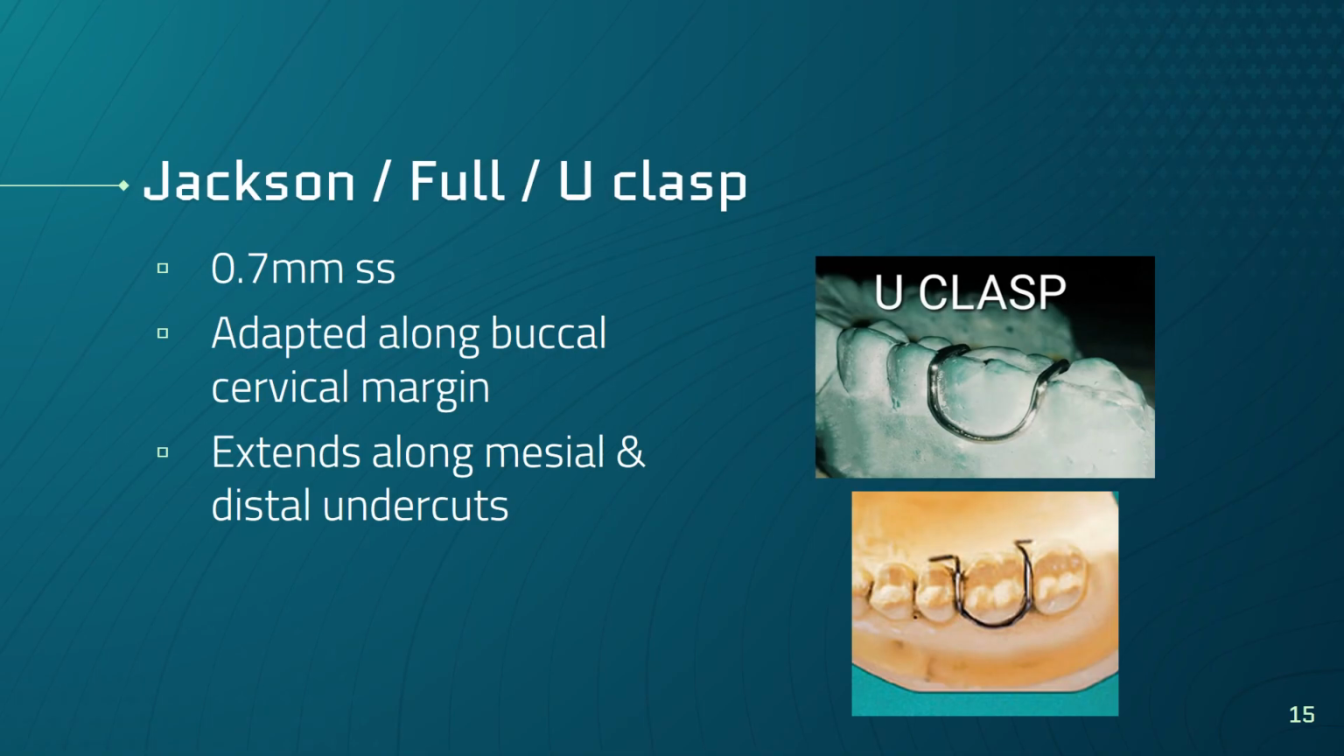Now, the Jackson clasp, also known as a full clasp, or also as a U clasp, is made from 0.7 millimeter stainless steel wire, and is adapted along the buccal cervical margin, and it extends along the mesial and distal undercuts. Now, from the occlusal view, it appears like a U, and thus it's also known as a U clasp.